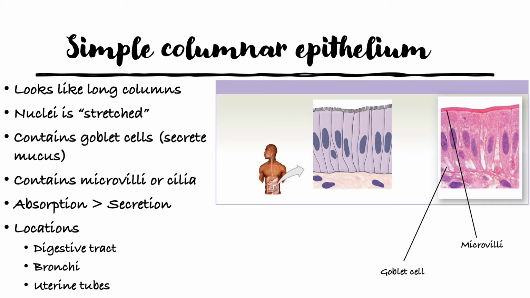And here we're going to see that absorption is key. Absorption has a bigger role than secretion. So where are we going to find them? We're going to find it in our digestive tract, in our bronchi, in uterine tubes.